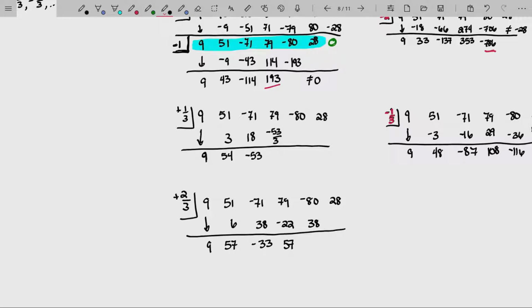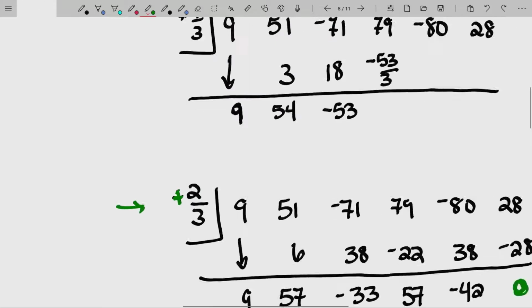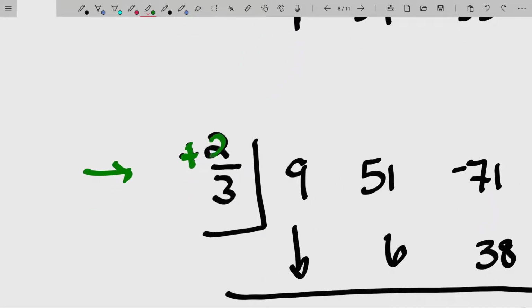And lose 80 from that, negative 42. And 42 divided by 3 is 14, times 2 is 28, negative 28. Aha! So I do find that positive 2/3 is yet another zero. Positive 2/3 is a zero.